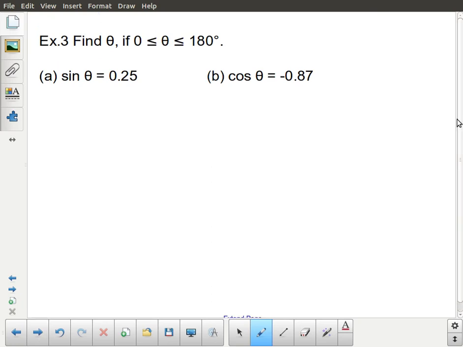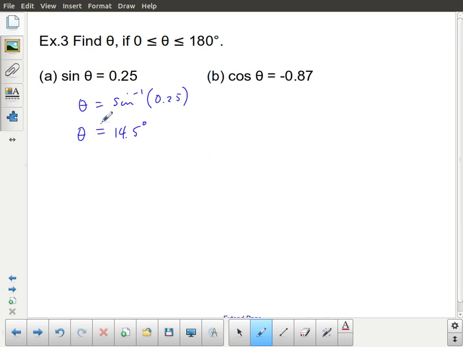Now, what about going the other direction? And this is where things get really quite interesting. The sine of theta equals 0.25. Up until now, if you've done this using right angle trigonometry, you would have just said, okay, if the sine of theta is 0.25, then theta itself must be the inverse sine of 0.25. Theta equals the inverse sine of 0.25, which is 14 point, and I'm just going to go ahead and round this, 14.5 degrees.